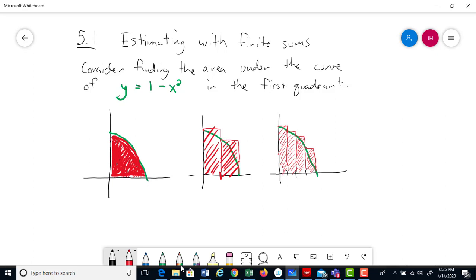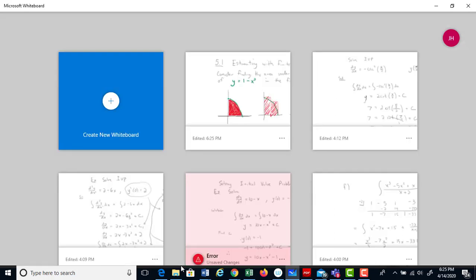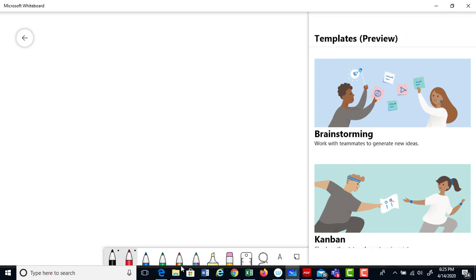So we could use even more. We could even double it, do 8 rectangles or 16 rectangles, and so on. What I can tell you is that the more rectangles, the better we get. So just for purposes of time, we're going to do 2 rectangles and 4 rectangles, and then we're going to see this estimation. So this is going to be our example.